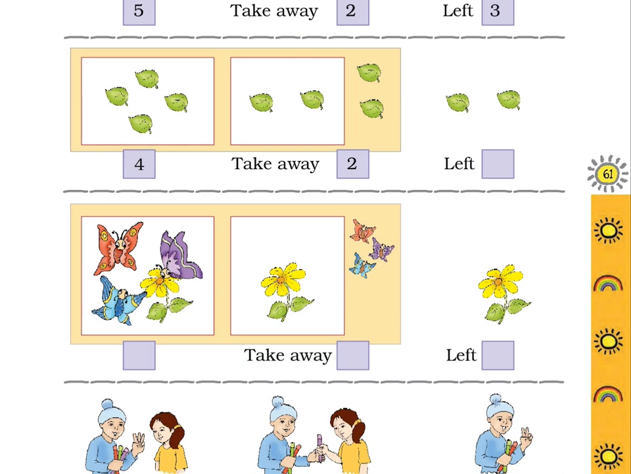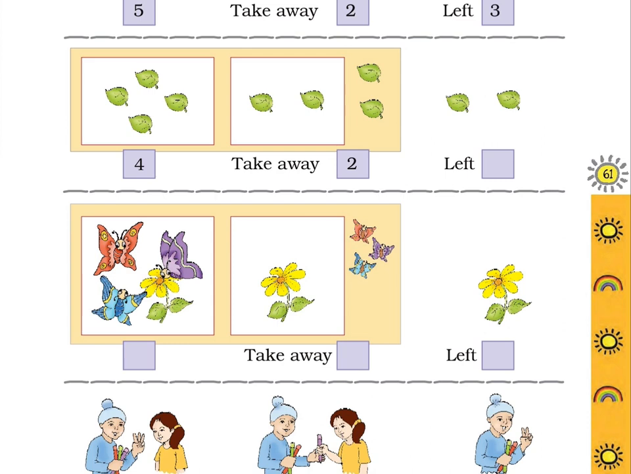Picture 2 shows all 3 butterflies flying away. 3 butterflies are shown outside the box and the flower is inside the box. Writing space below the picture is empty. Write the number of objects taken away.